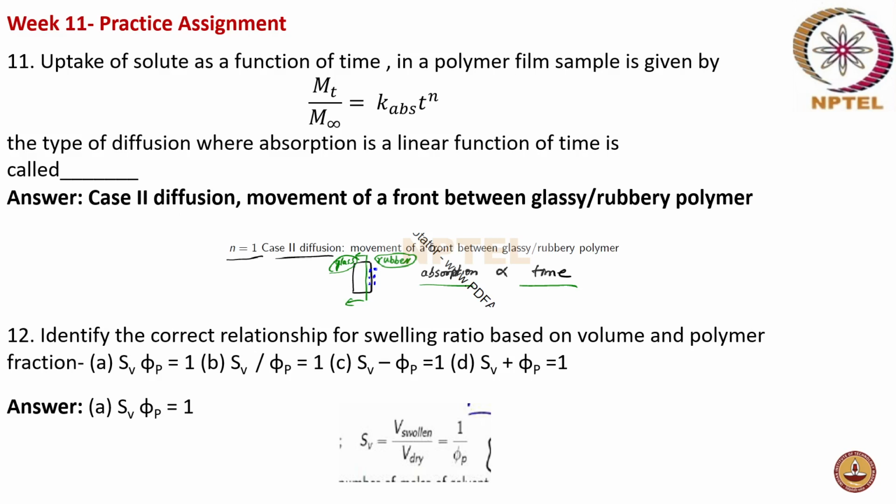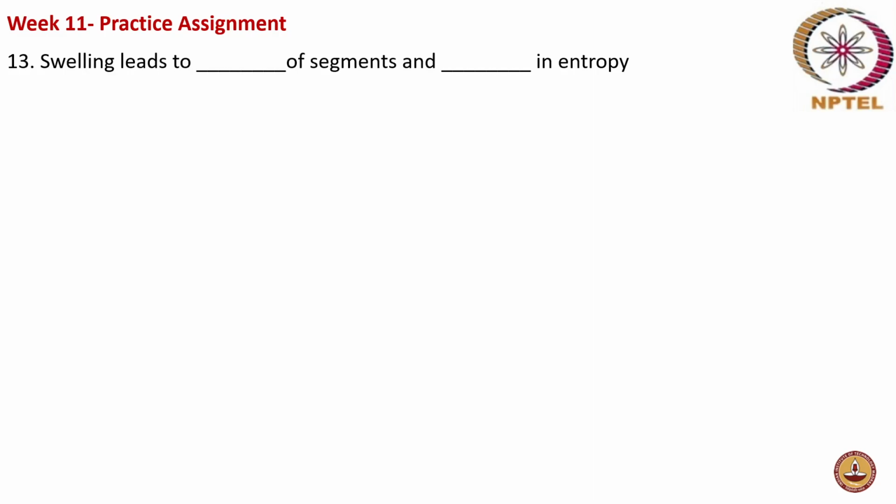Now let's go on to question number 13. Swelling leads to dash of segments and dash in entropy. What happens when a cross-linked polymer swells upon uptake of solvent? What happens to the segments? And once a change in segments happens, what happens to the entropy?